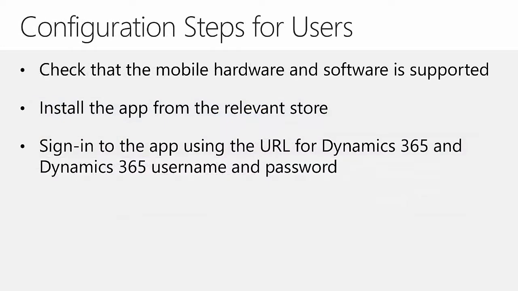Since users within organizations typically have different devices and operating systems, check first if the mobile device's hardware and software is supported. Once confirmed, connect to the store from the phone and download and install the app. Once the app is launched, sign in by using the URL for Dynamics 365 as well as the user credentials.